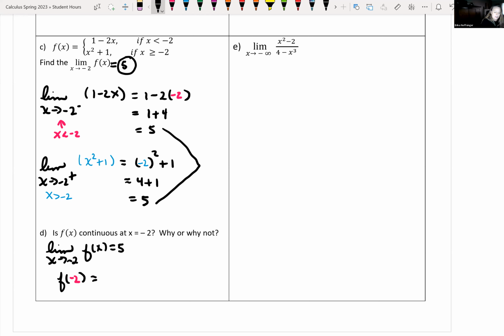So going back into our equation of f of x, when x is -2, that tells me I'm using the second equation because x is greater than or equal to -2, it follows that condition. And so plugging in -2 into that second equation, we also get 5. And since the limit is equal to f of the value we were taking the limit at, then it's continuous.